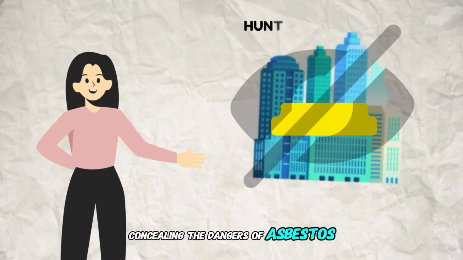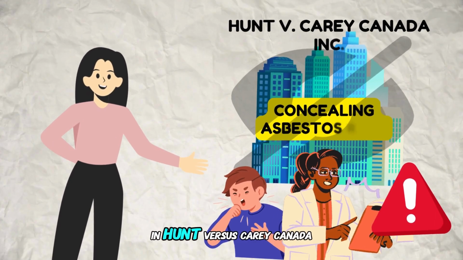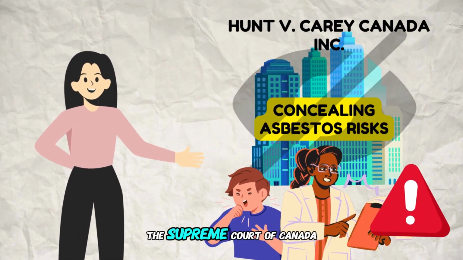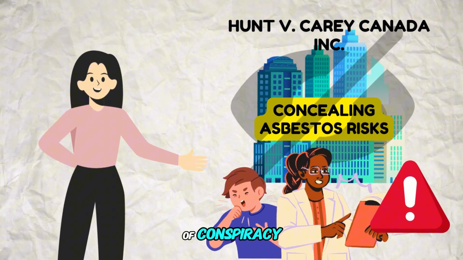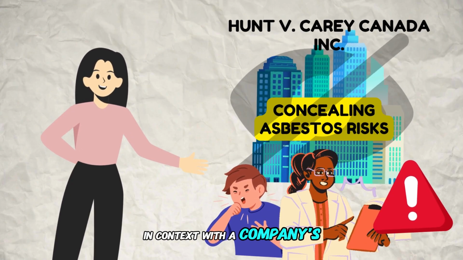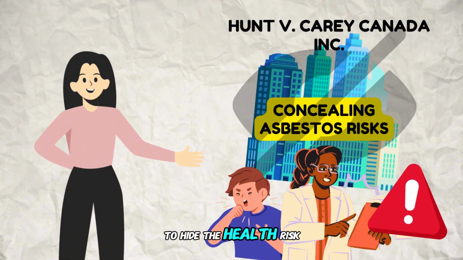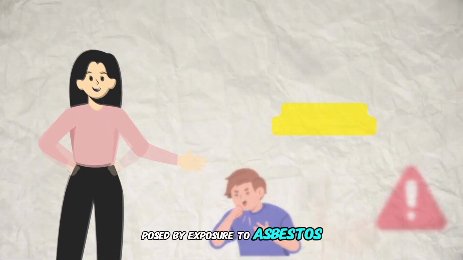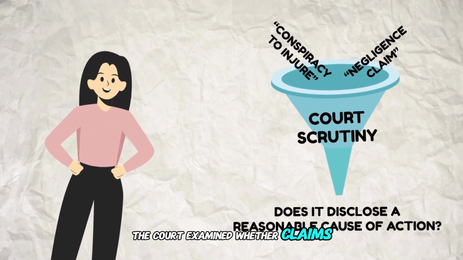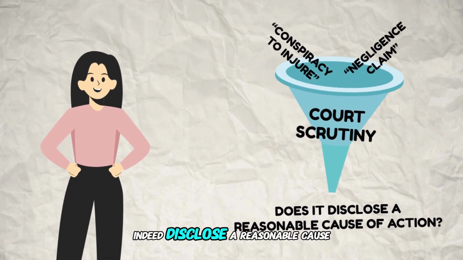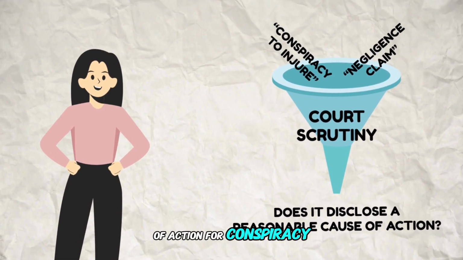of asbestos. In Hunt versus Carey Canada, the Supreme Court of Canada had to address the tort of conspiracy in the context of the companies' alleged scheme to hide the health risk posed by exposure to asbestos. The court examined whether the claims by the plaintiff did indeed disclose a reasonable cause of action for conspiracy.